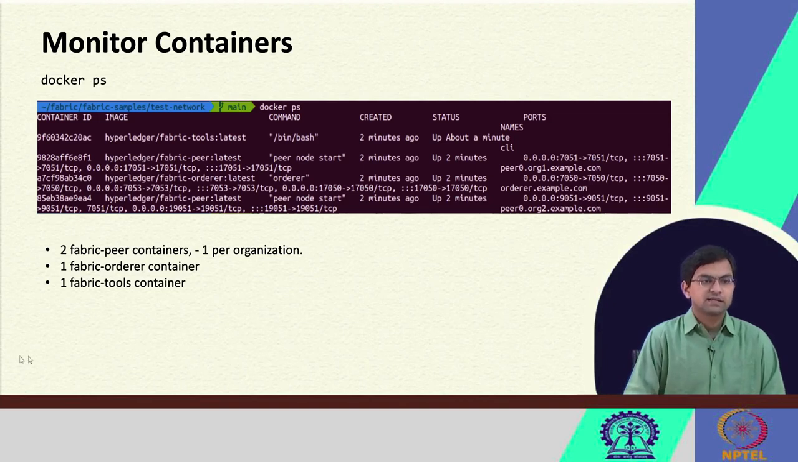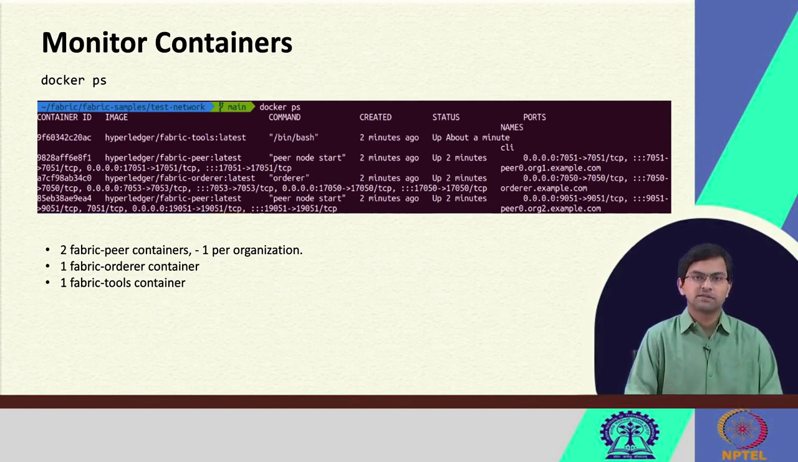Finally, there is another container which you will notice, the Fabric tools container. Using this Fabric tools container, you can easily access the peers of different organizations and use those peers to install chaincode, query chaincode or execute chaincodes. Let us go ahead and see how our Fabric network looks.